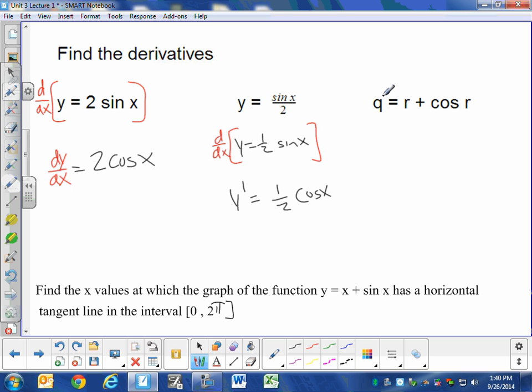Let's take q's and r's. I would take the derivative of q with respect to r. This would give us dq dr, which is like q prime. And that would be equal to the derivative of r, that's like the derivative of x, which is just 1. The derivative of cosine is negative sine. Okay, so it would be the same for both. Doesn't matter how you write it.